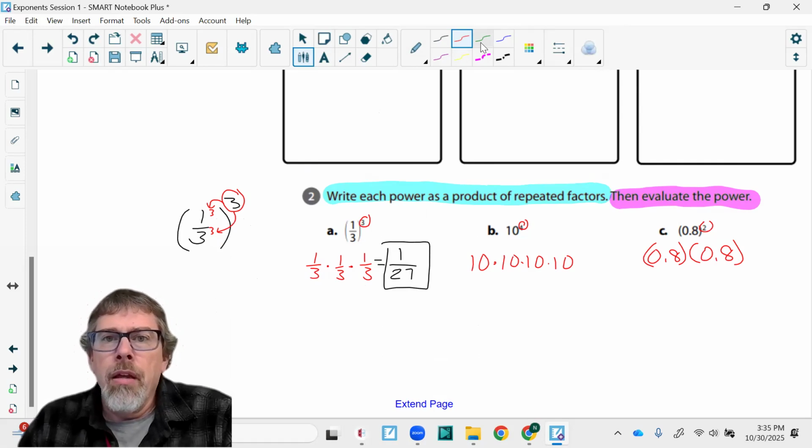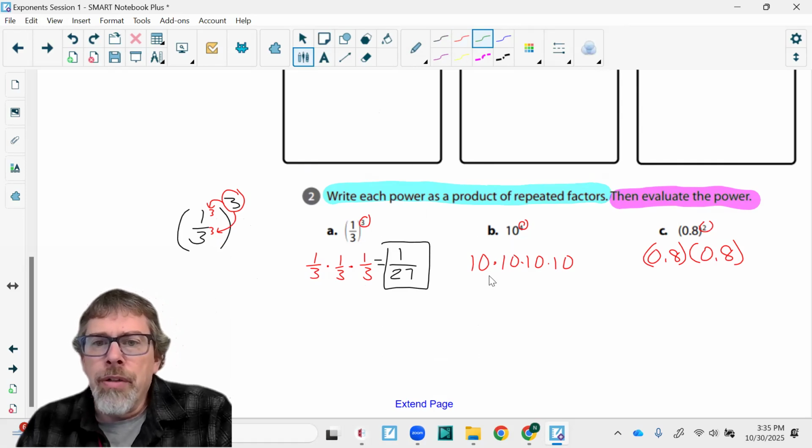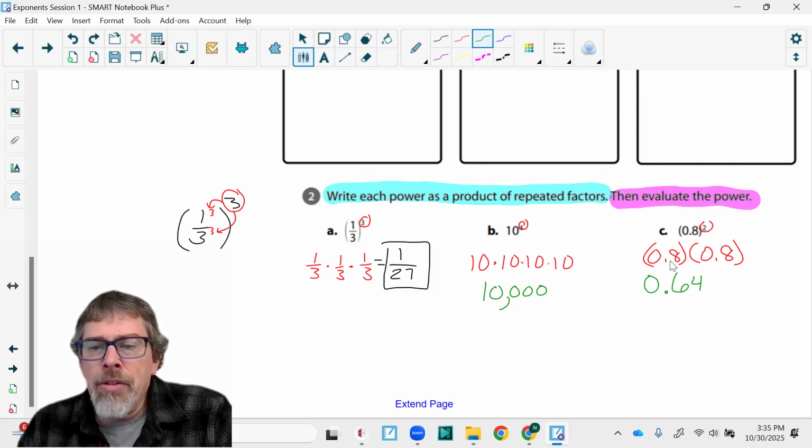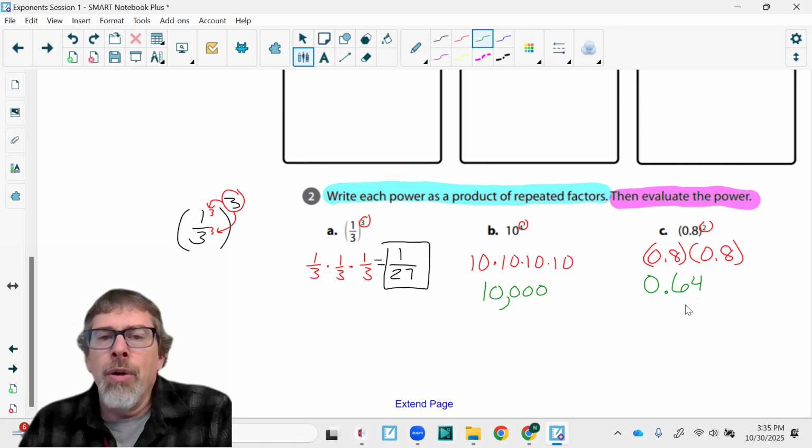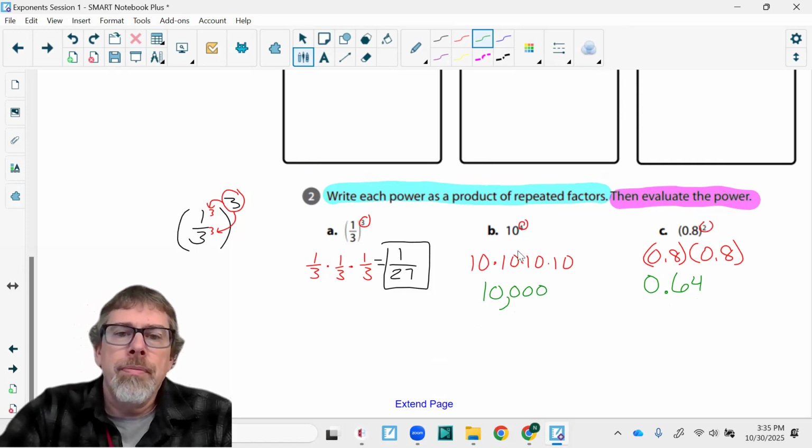All right, this one, 10 times 10 times 10 times 10 is 1 with 4 zeros. And 4 zeros is 10,000. 8 times 8 is 64, and there's 2 decimal places, so the decimal goes here. So 0.8 or 8/10 squared is 0.64 or 64 100ths.